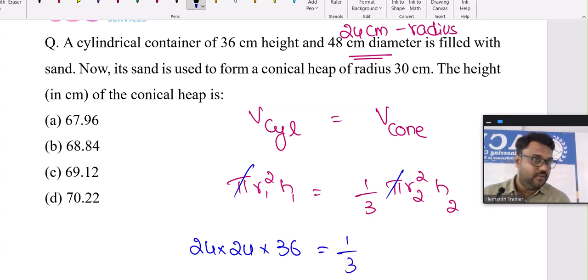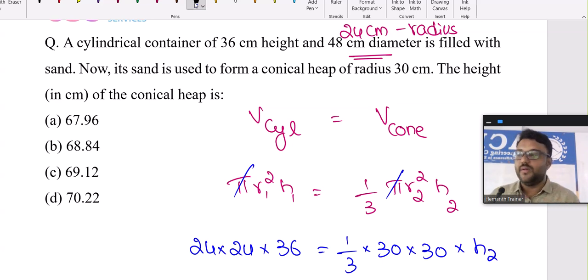One third of the radius, 30 only. So 30 squared, I'm writing 30 into 30. H2 we have to calculate. And a virtual calculator is allowed, you can see the options in points and decimals, and also calculate properly.